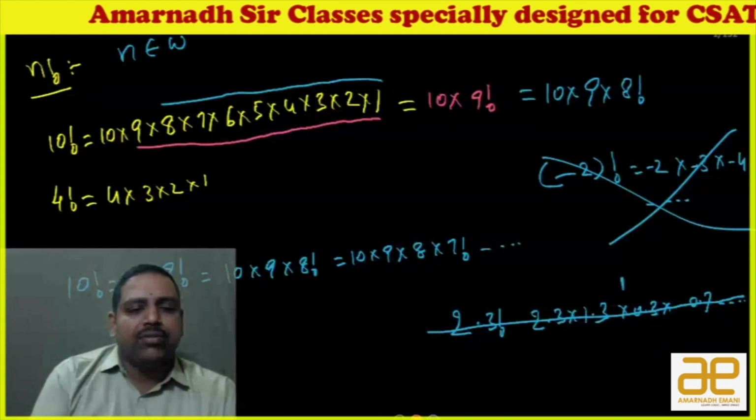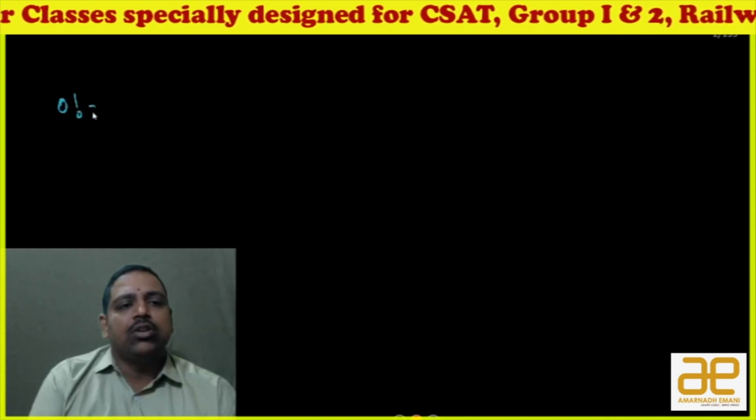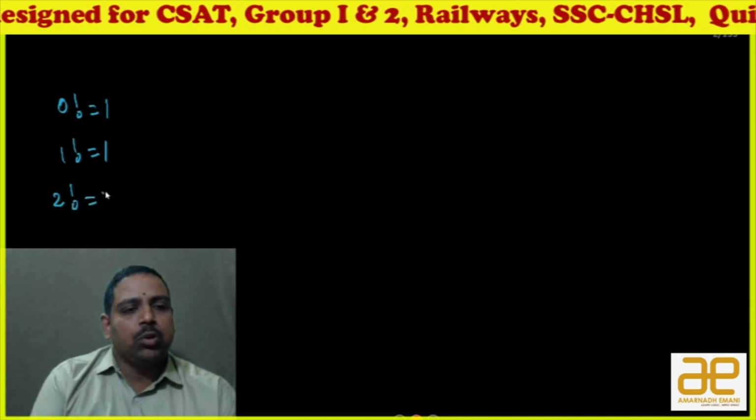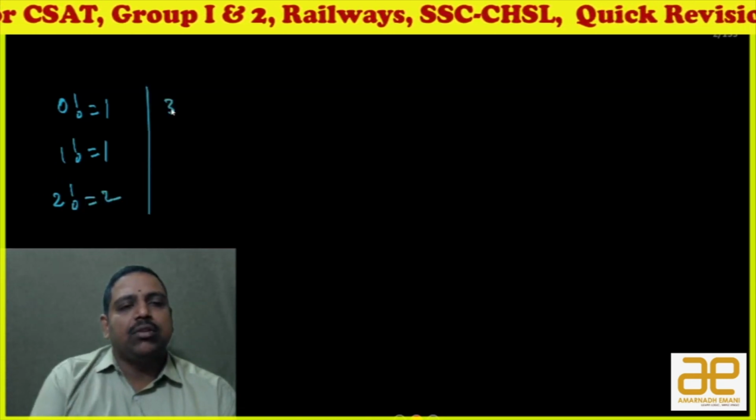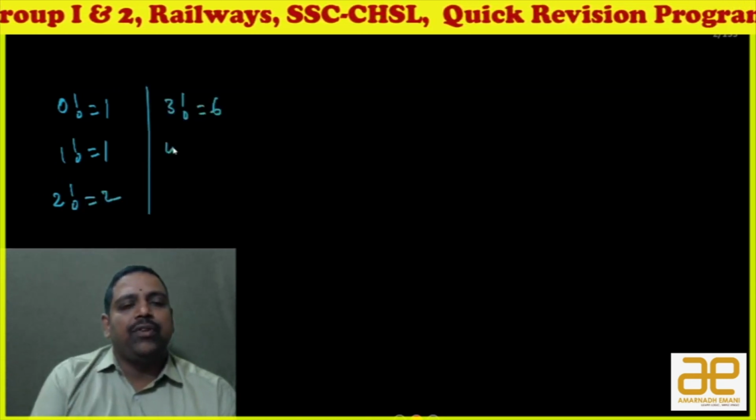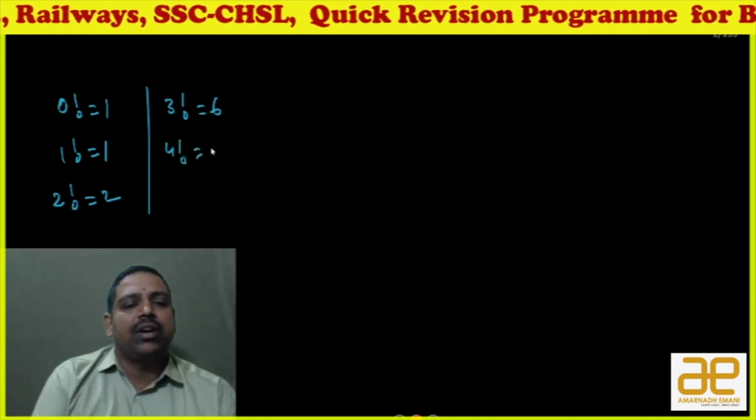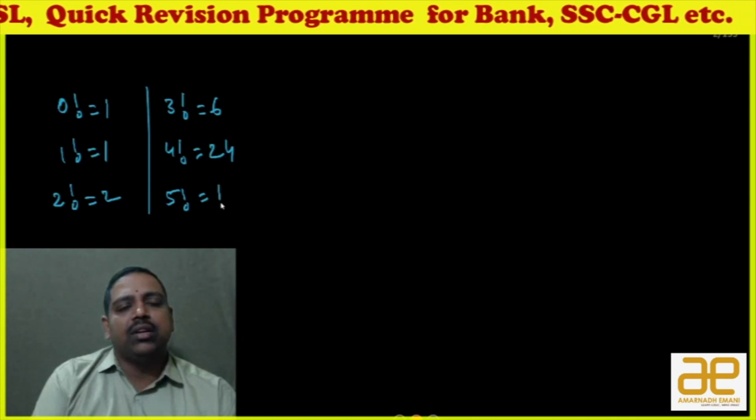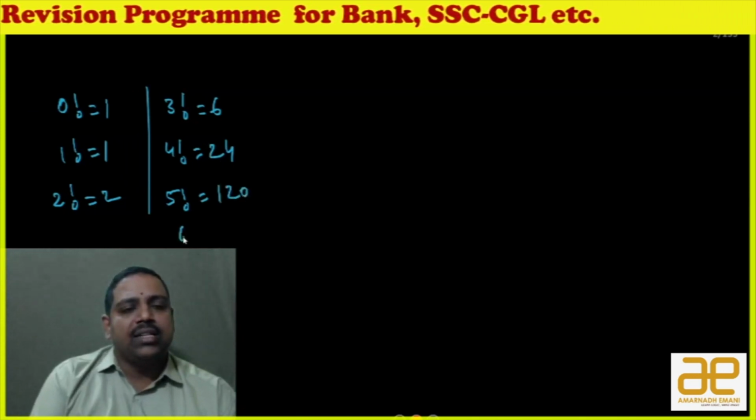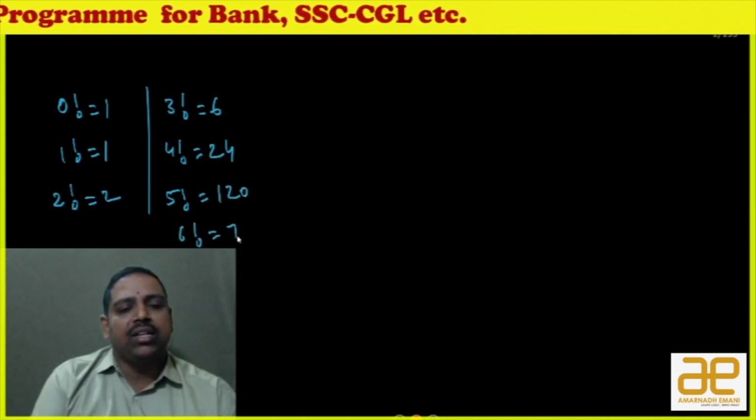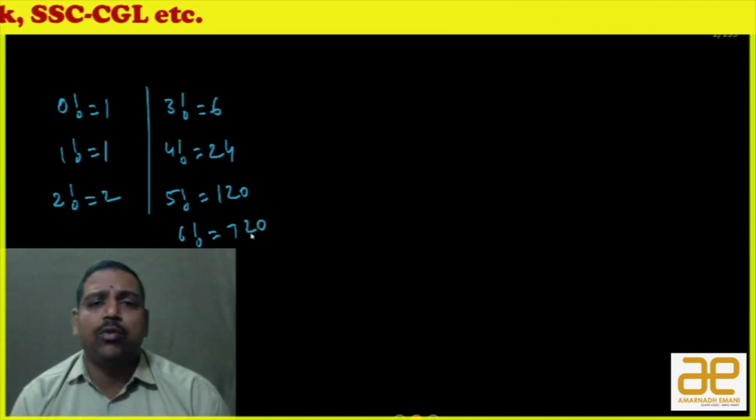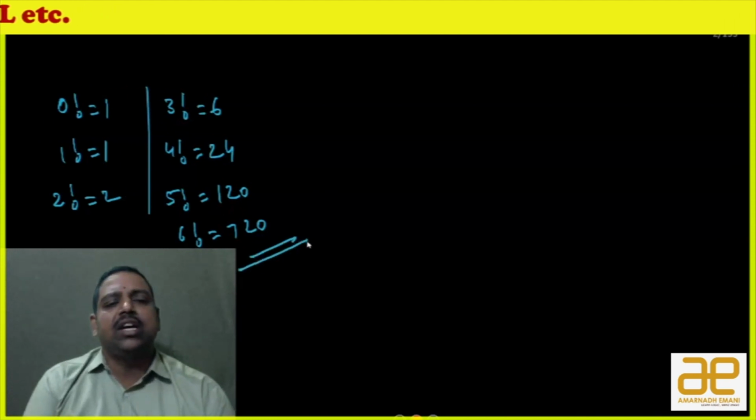Good. Next one, we have to memorize some values. 0 factorial is equal to 1, 1 factorial is equal to 1, 2 factorial is equal to 2, 3 factorial is equal to 6, 4 factorial is equal to 4 into 6, 24, 5 factorial is equal to 5 into 24 is equal to 120. 6 factorial is equal to 6 into 120, 720. Up to this you should memorize. If possible, 7 factorial also, 5040. Up to these you should memorize.